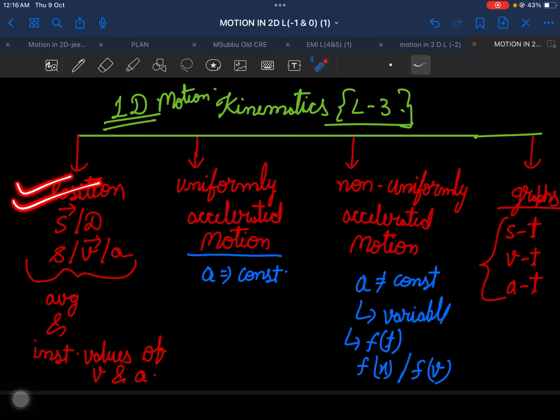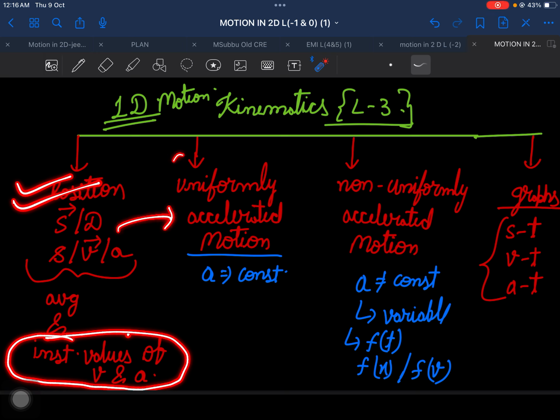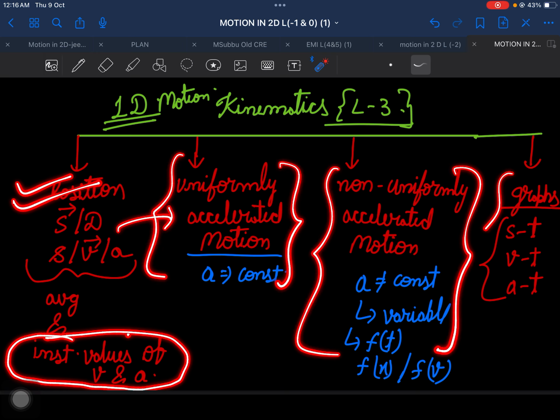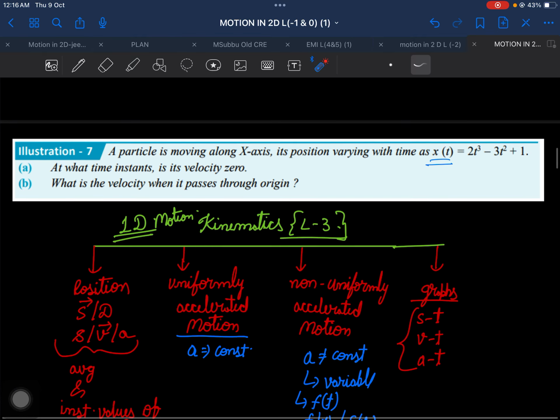Today in this lecture we will deal with some numericals based on the instantaneous values of velocity and acceleration. Then in the next lecture we will go through uniformly accelerated motion, then non-uniformly accelerated motion, and at last we will go through the graphs. Clear? I hope this pattern is very much clear to all of you. So without any further ado, let's proceed to our numerical.